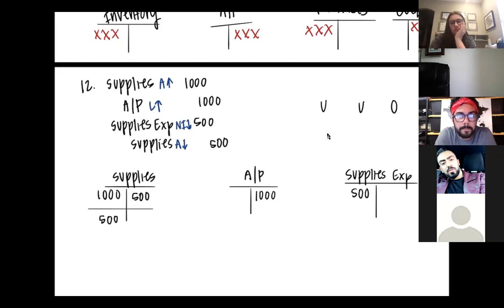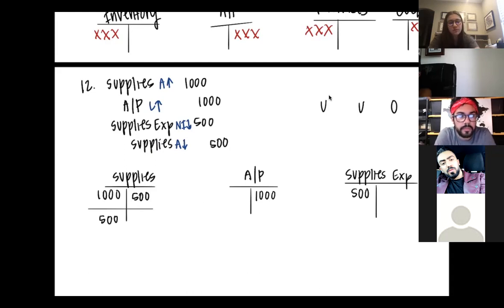I have a quick question. What's up? In this scenario, we didn't use the entire amount of supplies. We had like 500 left over. Say we used the complete amount of supplies, then I don't think there will be an effect for assets because those supplies will be gone. However, we still need to take into consideration the accounts payable and the expenses.